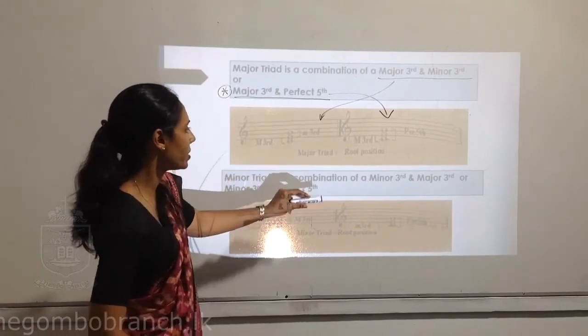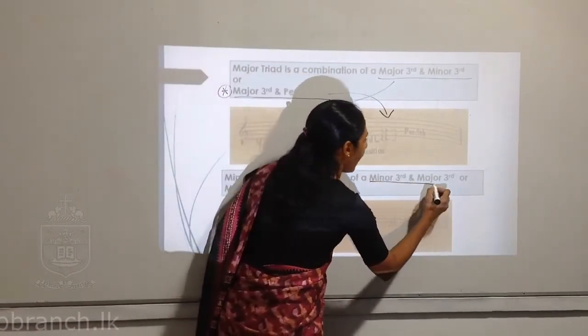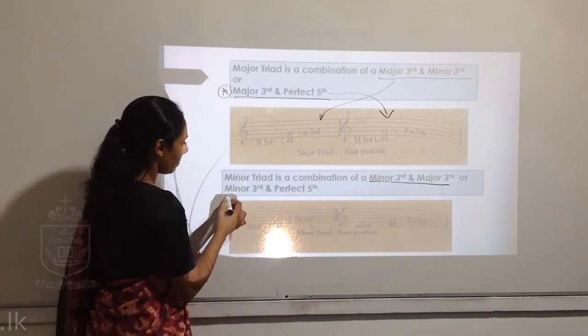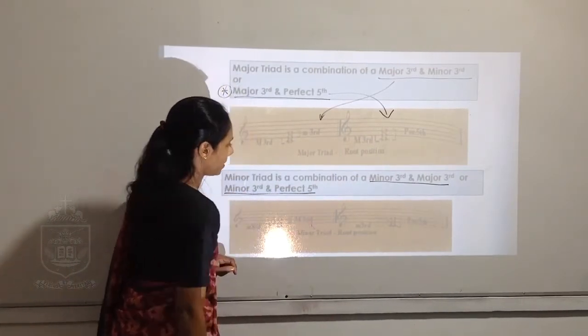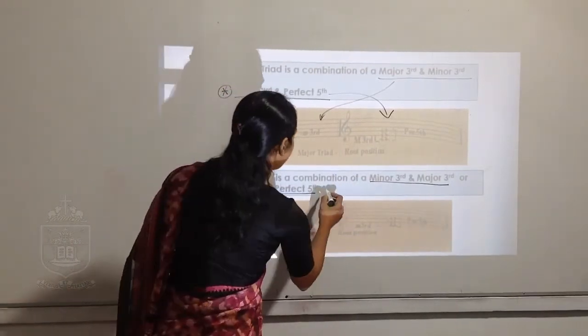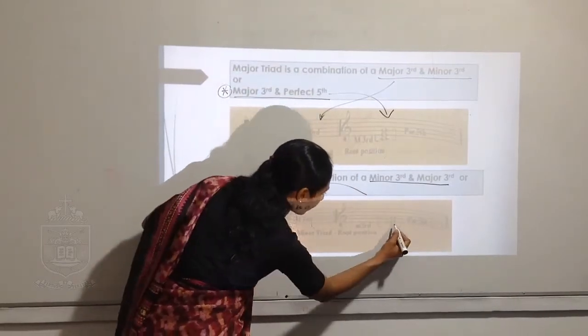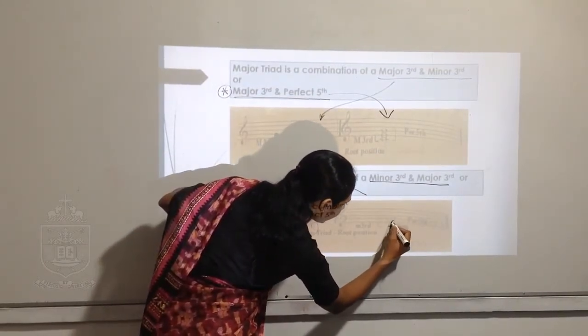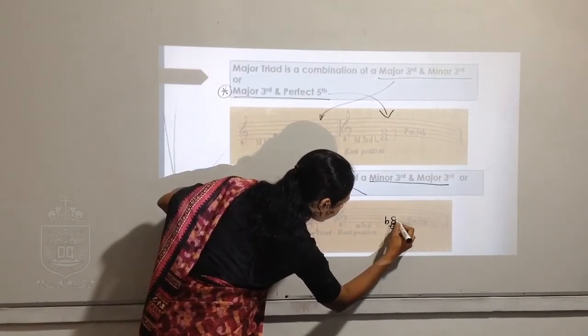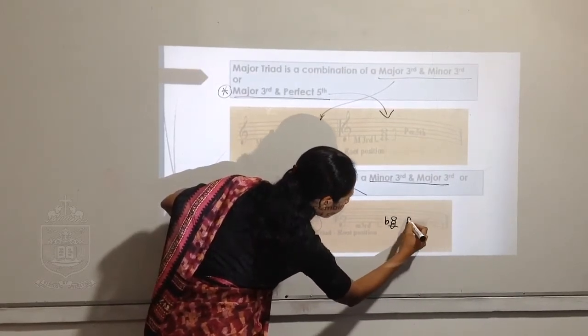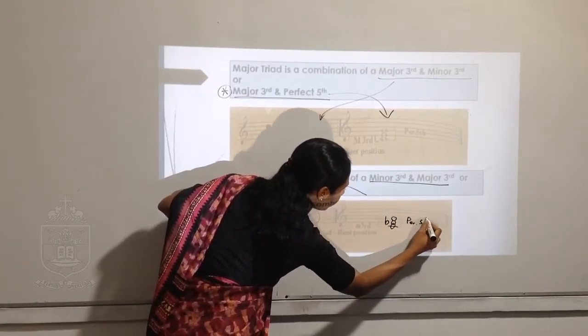A minor triad is a combination of a minor third and major third, or a minor third and perfect fifth, right? So we'll take this one. C, E flat, G. Perfect fifth.